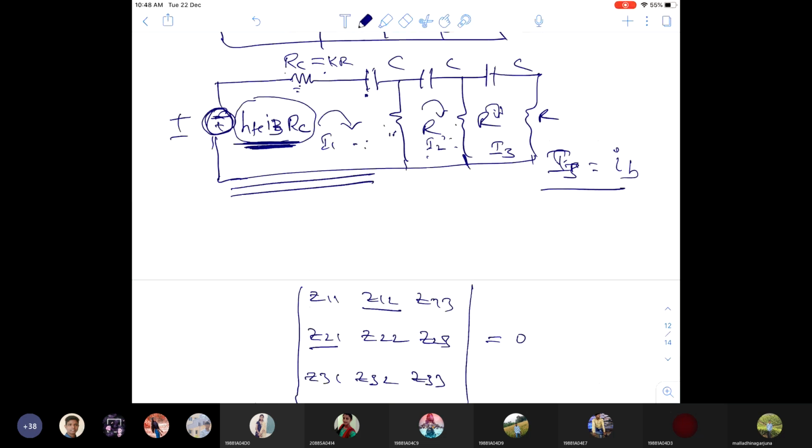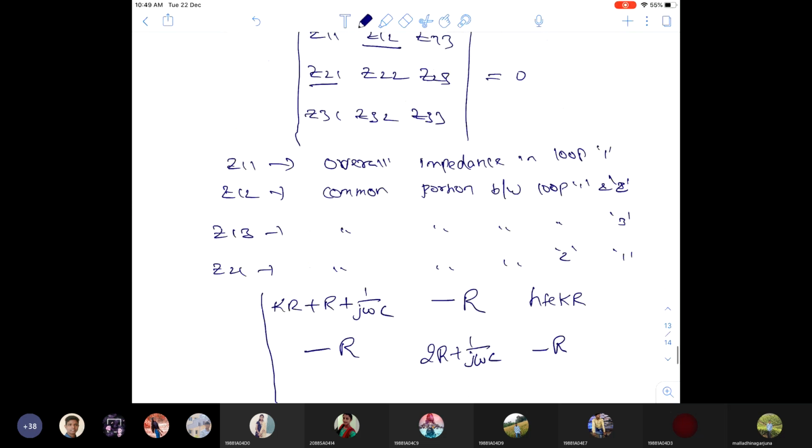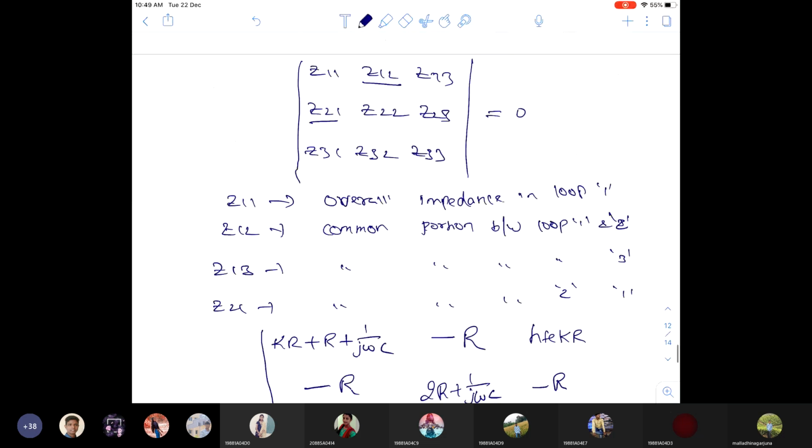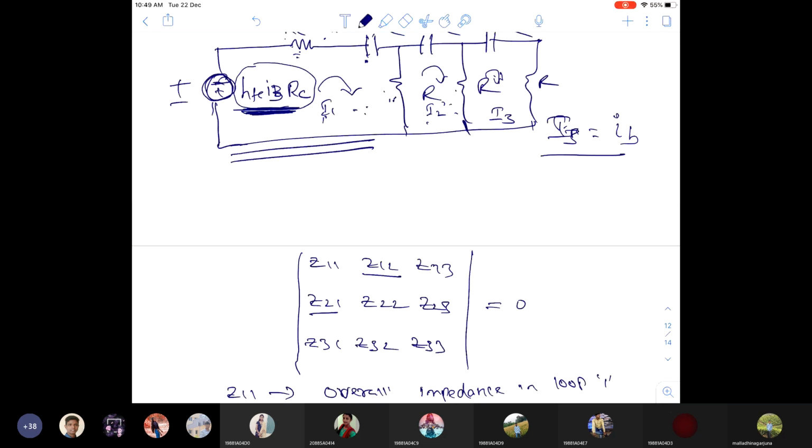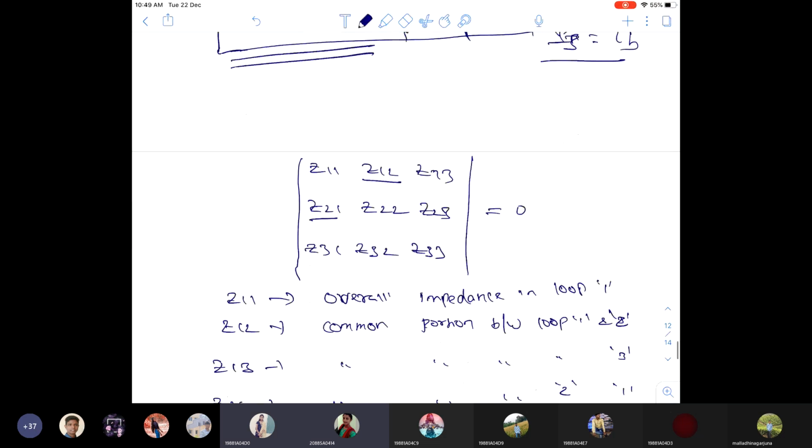What is common between the third loop and the first loop? Okay, see, between the third loop and the first loop there is no connection. The I3 term is there in I1, but I1 is not there in I3. So see the logic. The I3 term is in the loop 1, but the I1 current is not in loop 3. Am I right? So there are no common properties, so 0. Third and second, what is there? Resistor, minus R.